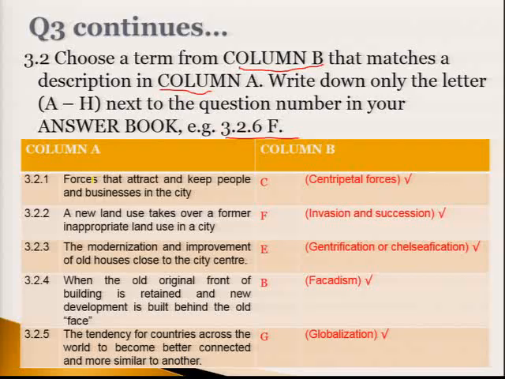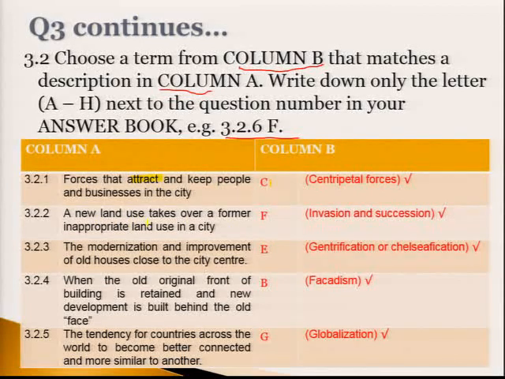Then we say forces that do what? That attract and keep people and business in the city. These are the centripetal forces. Remember, centripetal or your pull factors. What do they do? They attract. Centrifugal, they repel people. Or the learner will have written C.